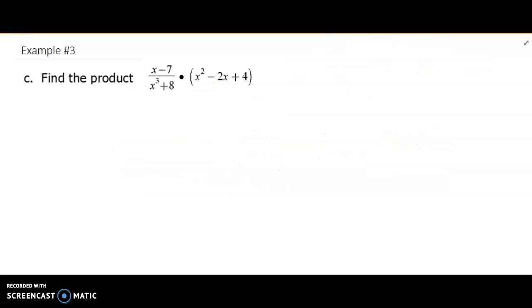All right, using B that we just did as an example, I want you to go ahead and try to work through this one on your own and come to the right answer, and then we'll go over it. So go ahead and pause this, work through it, and then check yourself.